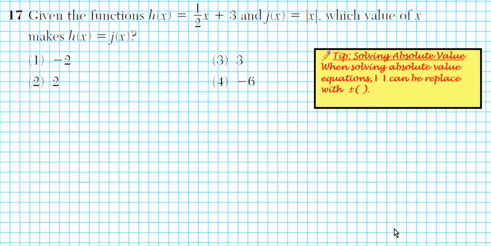Okay, let's take a look at 17. It says, given the functions h of x equals 1/2 x plus 3 and g of x equals the absolute value of x, which value of x makes h of x equal to g of x? Now, one tip you want to keep in mind when solving equations involving absolute value quantities is that you can replace the absolute value bars with plus or minus parentheses, okay?